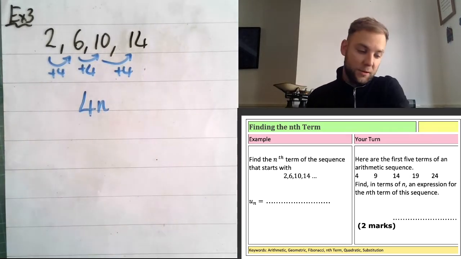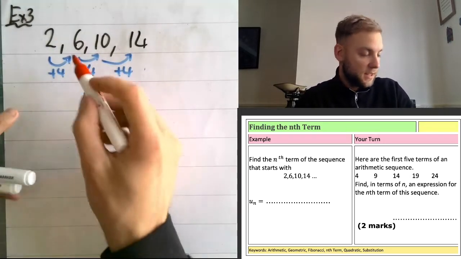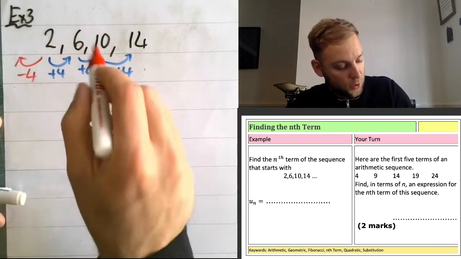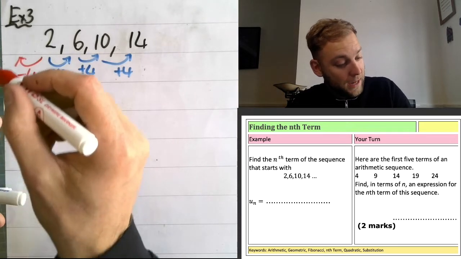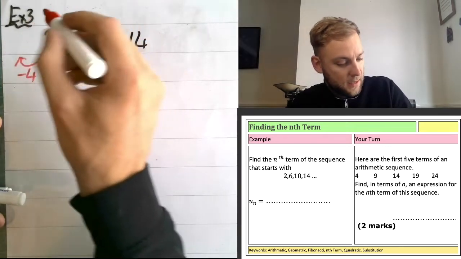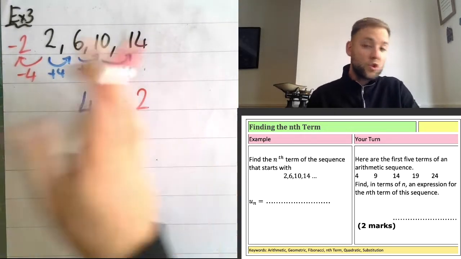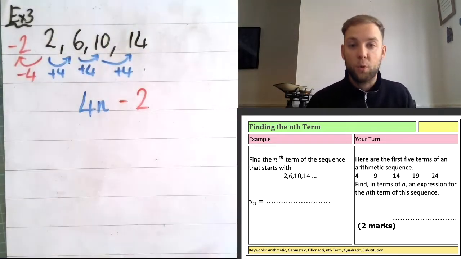And then I find my 0th term. So this is my first term, I find my 0th term here by minusing 4, so going the other way. So 2 minus 4 is minus 2. So it's 4n minus 2. And you can sub anything into that and it will give you one of the term values in this.